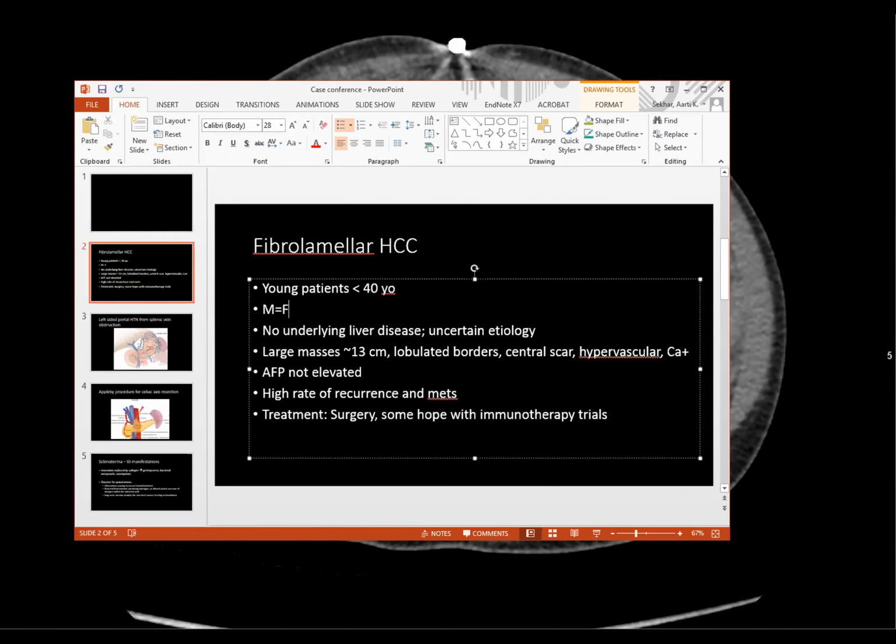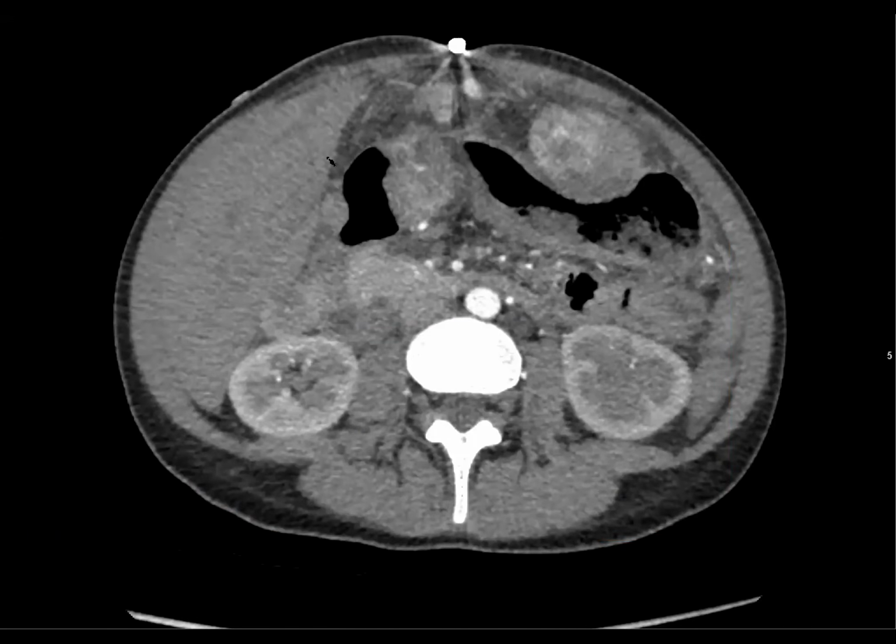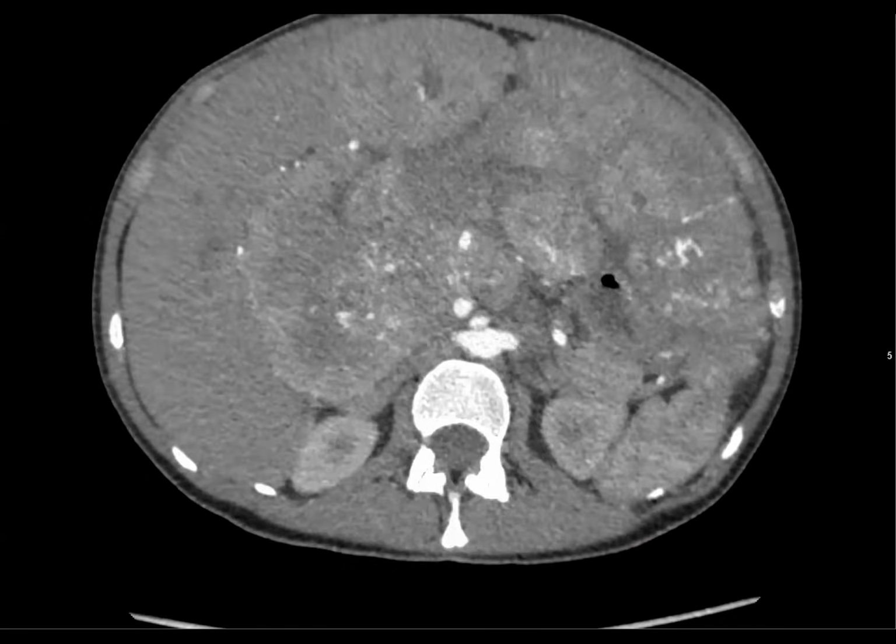Very high rate of recurrence in metastatic disease. If it's localized, they can do surgery, and now there are some immunotherapy trials. So this patient is now on an immunotherapy trial, but high rate of metastasis and recurrence.